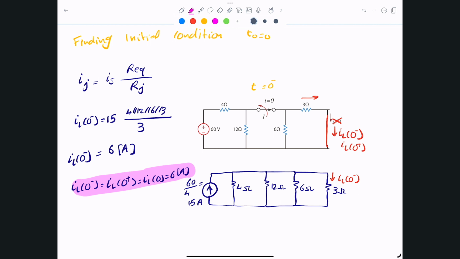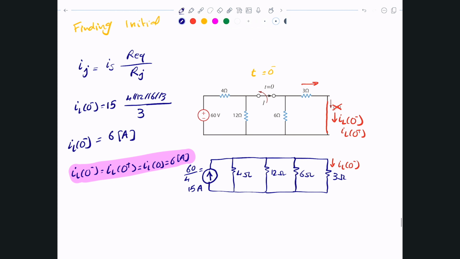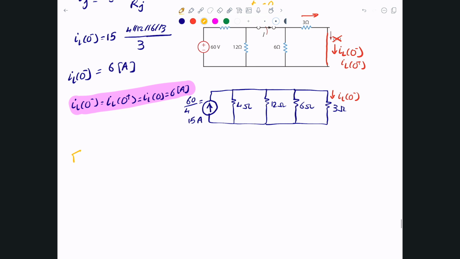All right, so we found the initial condition. So now what do we do? Because in this particular case, the initial condition right before switching and right after switching is the same, we don't have to worry about the t0 plus. So what we can do now is go ahead and just find the final condition. Okay, so finding the final values.